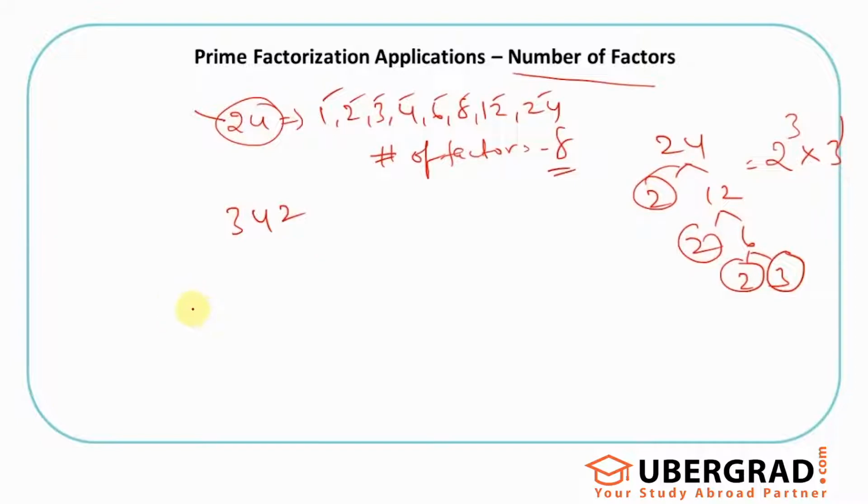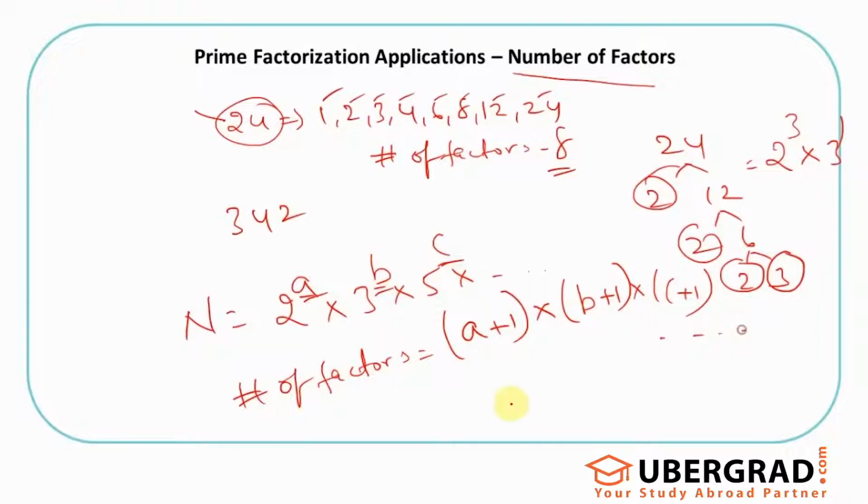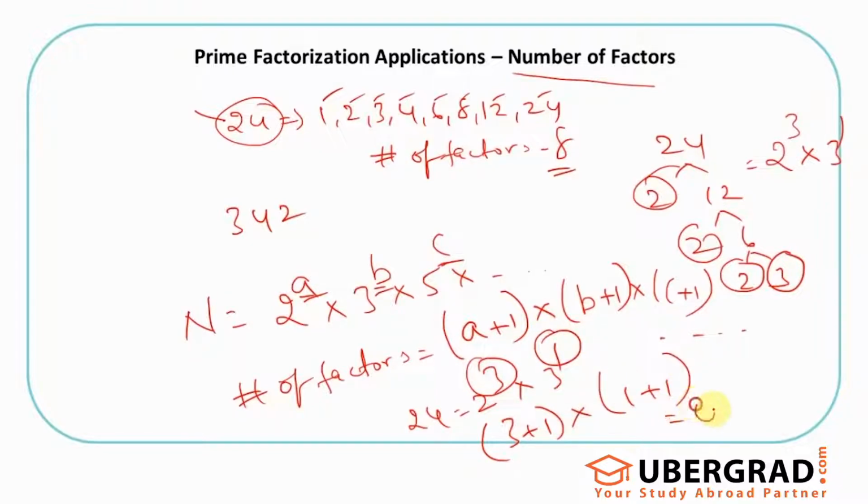So the formula for prime factorization: if there's a number n, which I can write as 2 power a into 3 power b into 5 power c and so on, the number of factors are, I just focus on the powers of each, add 1 to them, and multiply. (a plus 1) into (b plus 1) into (c plus 1) and so on. For this case 24, I have 2 power 3 into 3 power 1. So technically (3 plus 1) into (1 plus 1) is 4 into 2, which is basically 8, which is what we have got here, right?